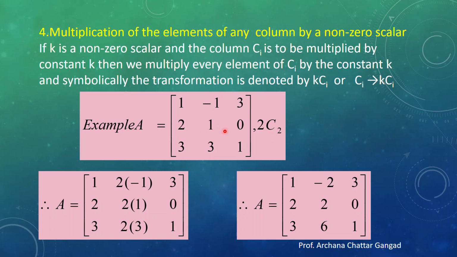So this is again an example. A matrix is given to us. The order of that matrix is 3 by 3, and the operation is 2 into C2. The elements of the second column are -1, 1, 3. What do we have to do here? Just multiply these numbers by 2. The first and third columns remain as they are. So 2 into -1, 2 into 1, and 2 into 3. This is the column operation for the given matrix. After simplification, we get 1, -2, 3, 2, 2, 0, and 3, 6, 1. So this is the elementary operation for the column.